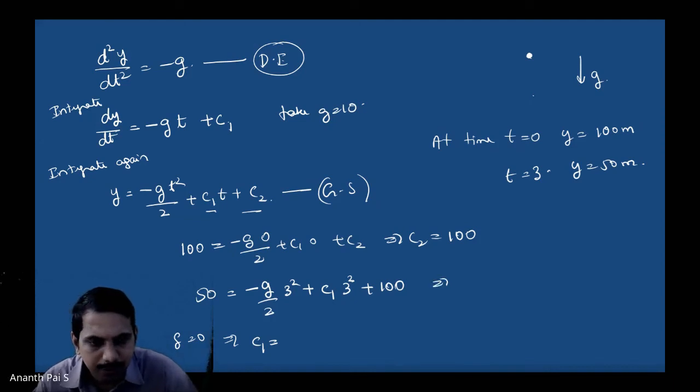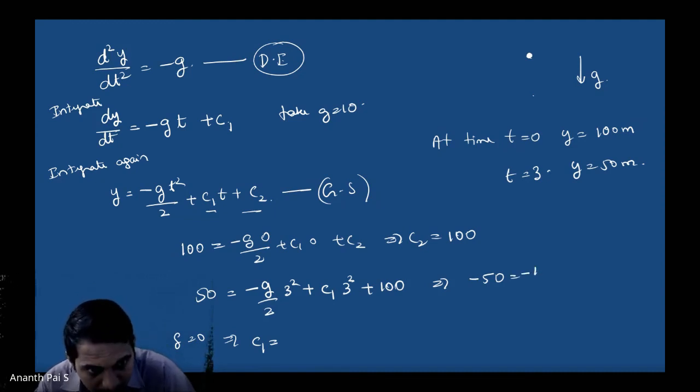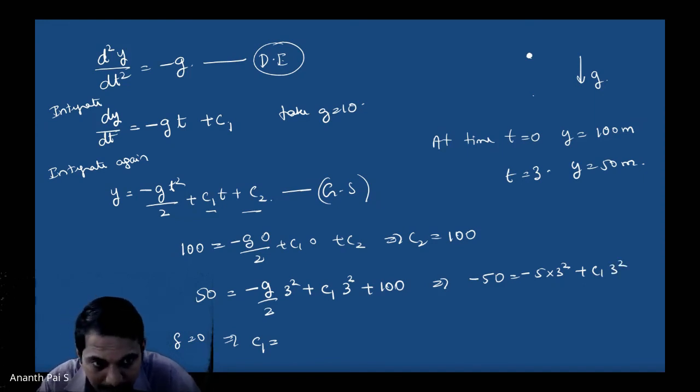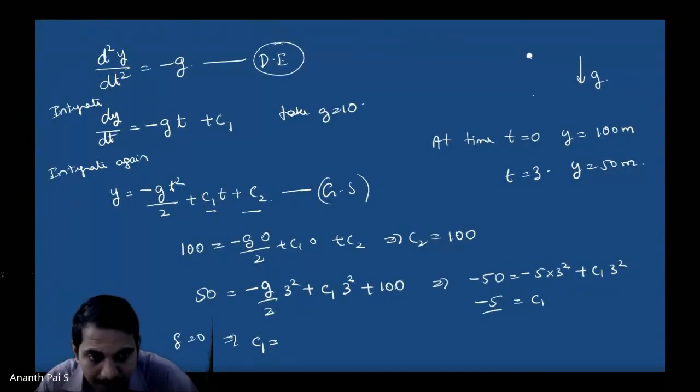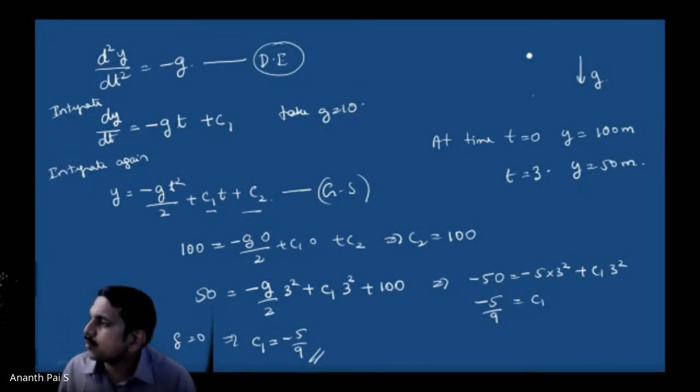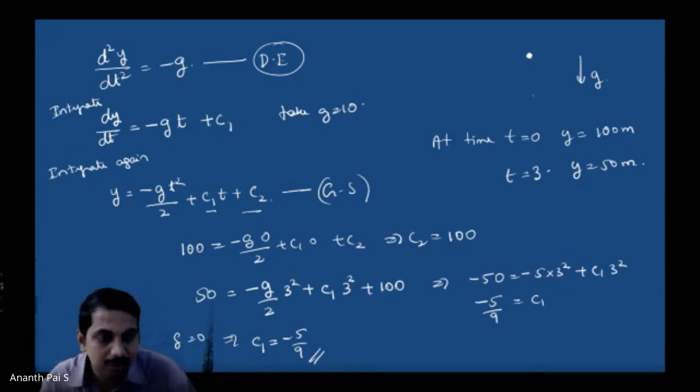Okay, so it is minus 50 is equal to minus 10 by 2, 5 into 3 square plus c1 into 3. So you can write minus 5 into 5 into 9 is 45. You understand? And here you get c1 is equal to minus 5 by 3. Not 3 square, I'm sorry, students. So c1 into 3, minus 5 by 3, c1. Correct? Agreed?